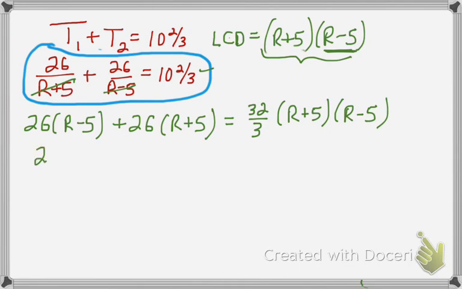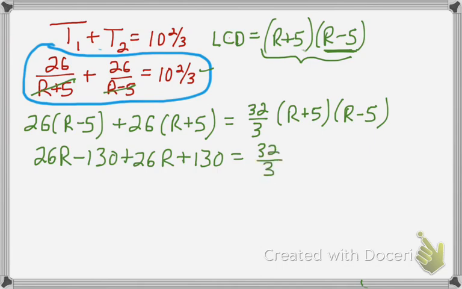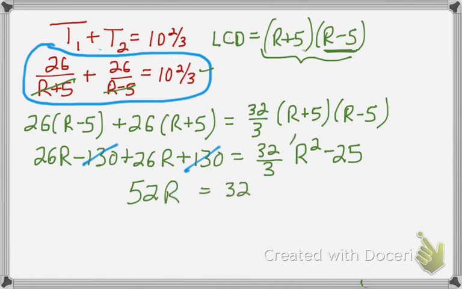We would have 26r minus 130 plus 26r plus 130 equals 32 thirds, which is 10 2/3, times r squared minus 25. Adding like terms on the left, the minus 130 and plus 130 cancel. We get down to 52r equals 32 thirds r squared minus 32 thirds times 25, which is 266.6 repeating.